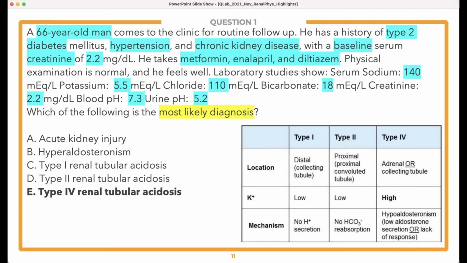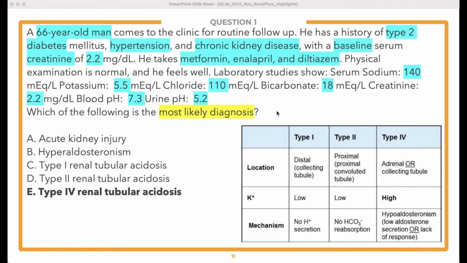So hopefully this quick little summary of the three main types of RTA was helpful. And great job with this question. Yeah, that's a great review. This is definitely high yield, and it's important for you to know your lab values, right? So good job to those of you who got that one right, and for those of you who didn't, that's okay. You learned quite a bit through that dissection.